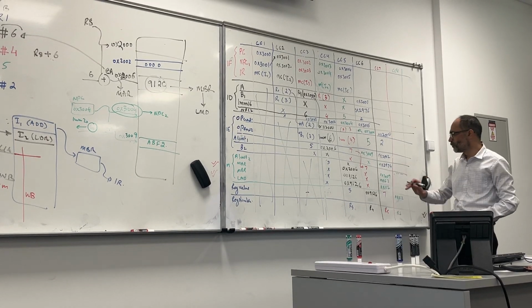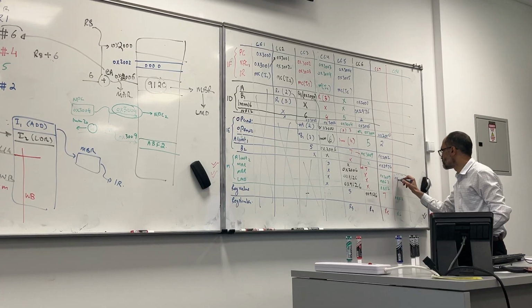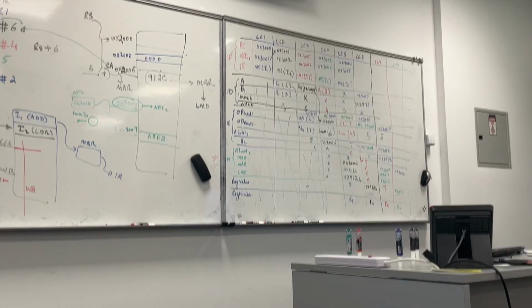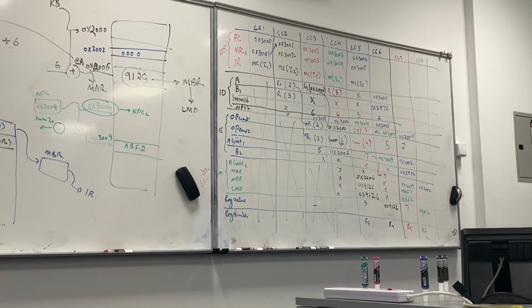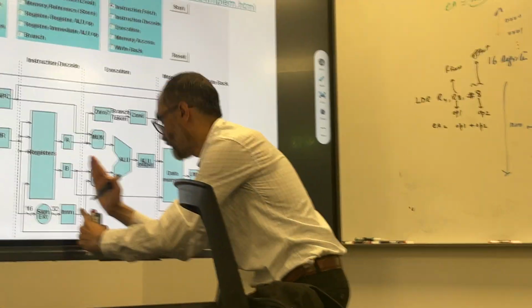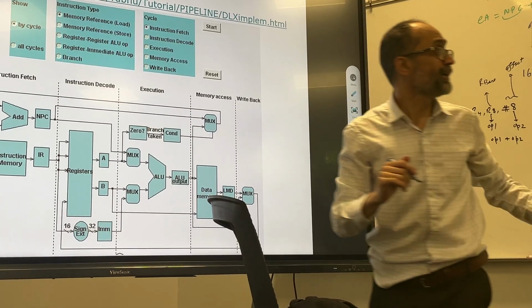But this 3002 will go to where? MAR. So MAR will be 0x2002. What will go to MBR? Because this will go to MAR, B1 is here and B2. B2 goes to where? MBR. And what is the content of B2? Tell me. 2976.